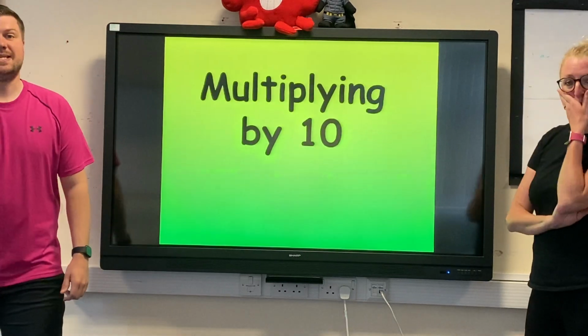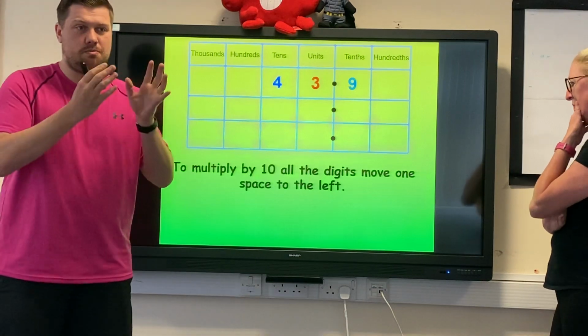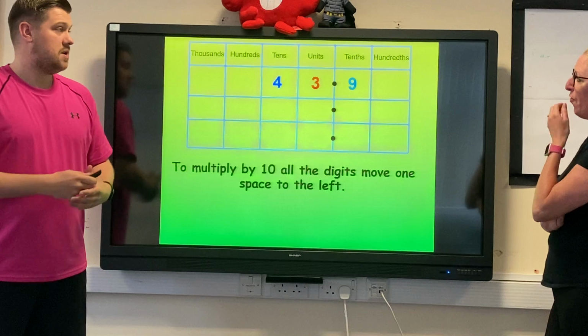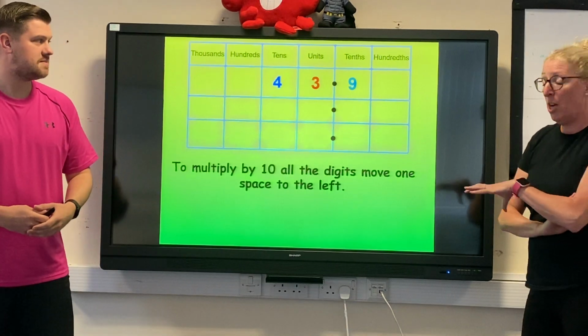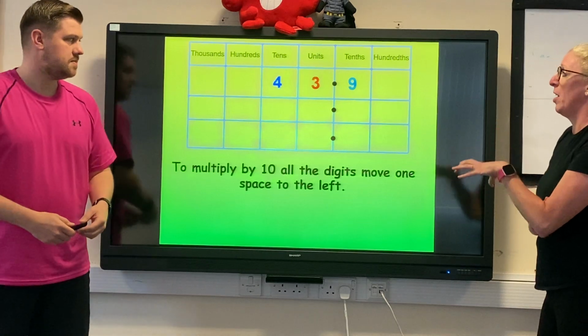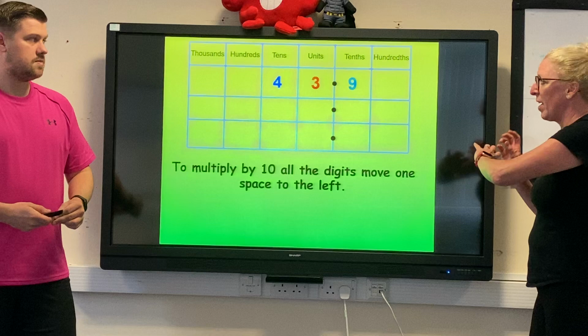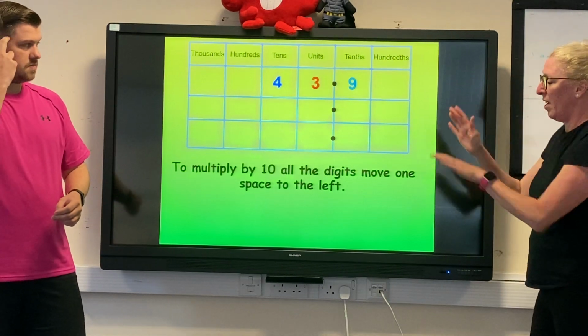So, to multiply by 10, all the digits move one place to the left. If you think about when you're multiplying numbers, they're going to get bigger. So if you look at your number and you've ended up with a smaller number, you've gone the wrong way. Sorry, just put your number back where it is and then move it to the left.